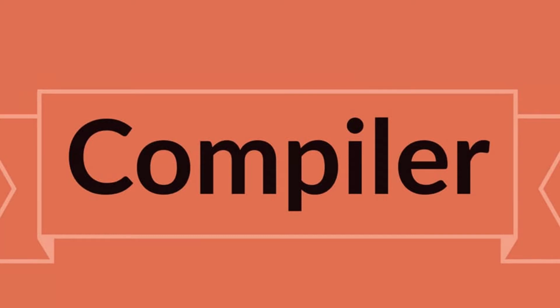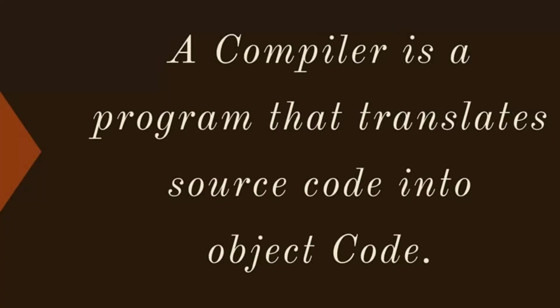Compiler and interpreter. Compiler. A compiler is a program that translates source code into object code. The source code is a program written in any language like C. The compiler looks at the entire code and reorganizes the instructions. It converts the program written in C into a machine-readable form.